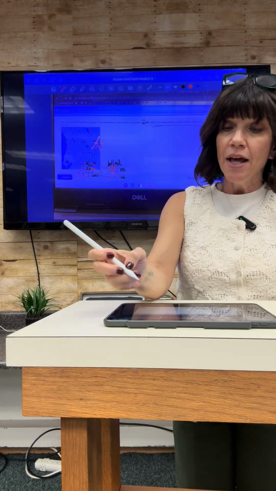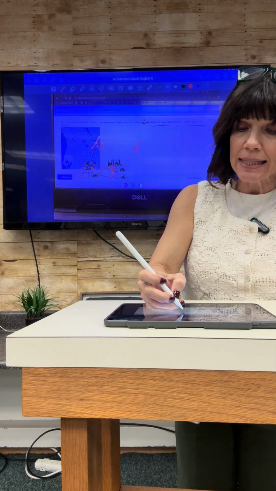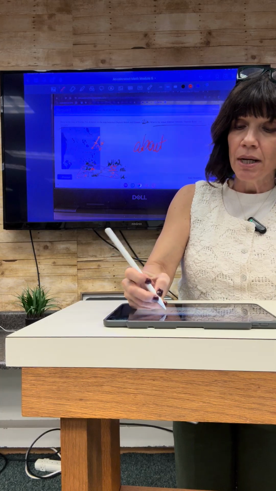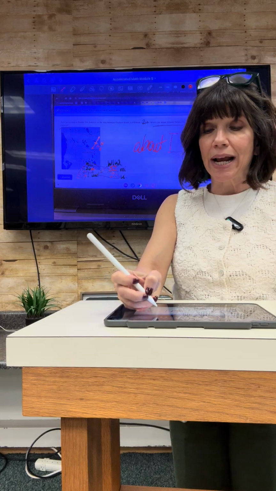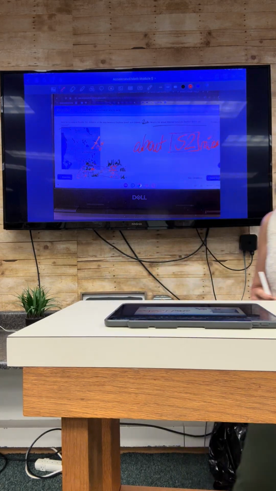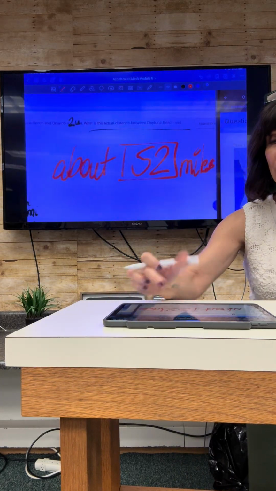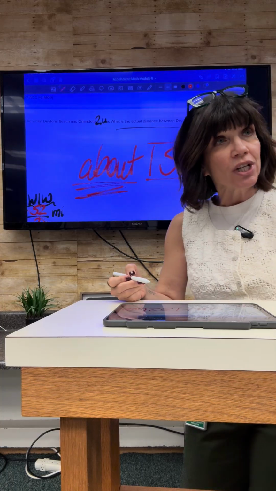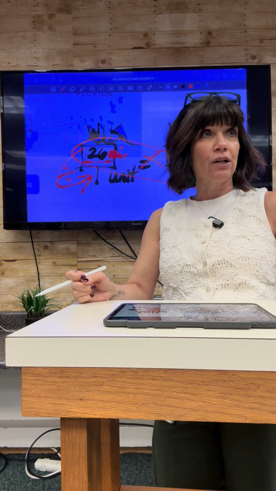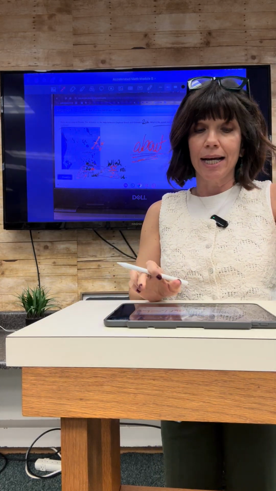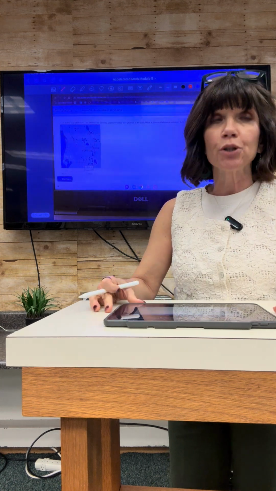Now let me warn you. They do say this. They say about blank miles. Guys, do not change your answer of 52. That is absolutely correct. They're using the word about because the scale is about 1 unit per every 26 miles. So that's why they include the word about. Please do not round item number 1. Let's look at item number 2.